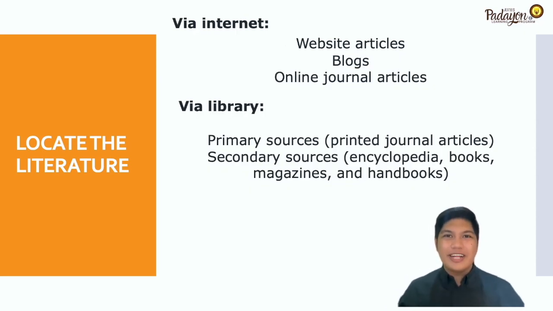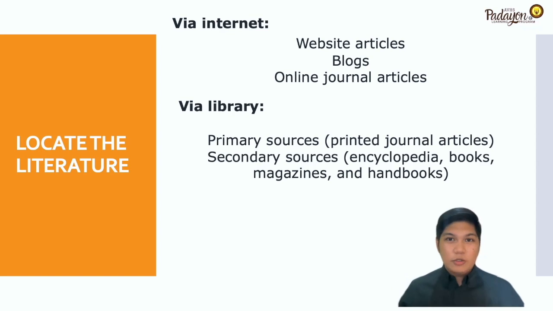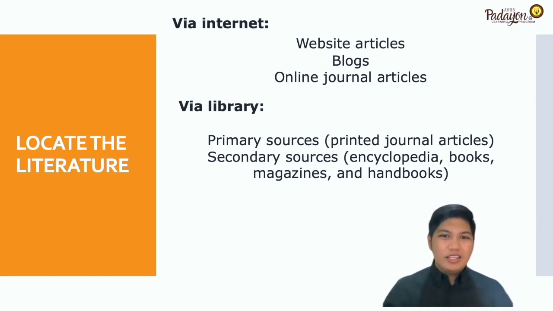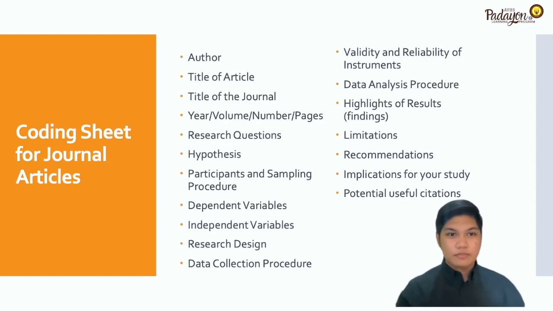So usually our sources of literature would be via internet and via the library. Now that we are facing the pandemic, the most viable way of looking for information would be via internet. So again, let's just go back to my tip to you that you just have to go to scholar.google.com for you to be able to research on relevant literature. So usually these are online journal articles, website articles, and blogs, okay? If you're in the library, then usually your sources would be primary and secondary sources.